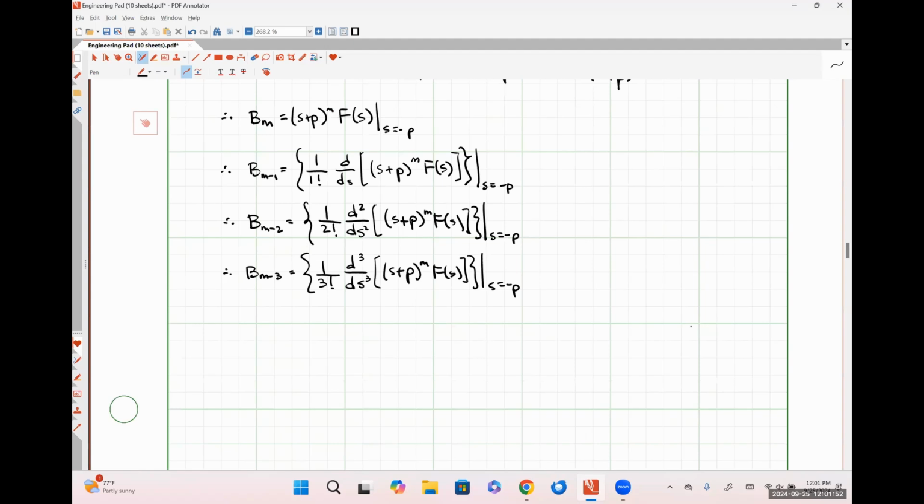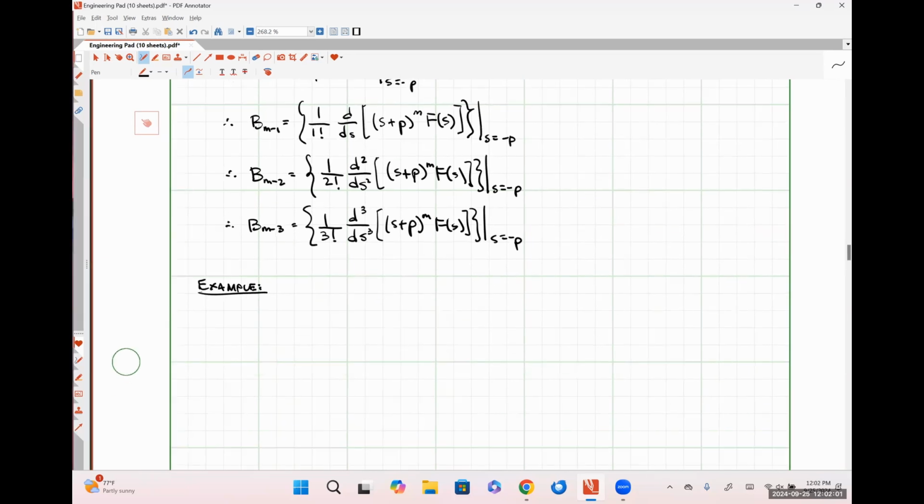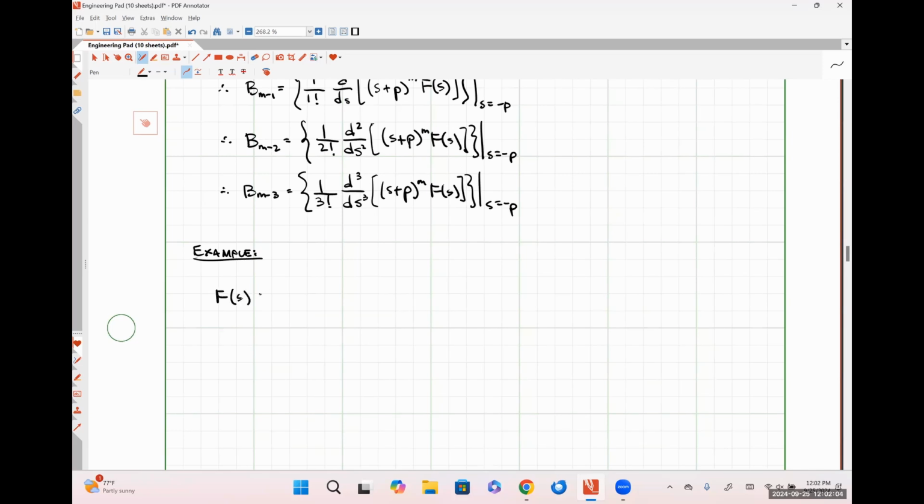So, as a relatively quick example, let's say that we have F of s is equal to s squared plus 3s plus 3 over s plus 3 to the third power. So the first check that we have to make always is to make sure that the order of our numerator is less than the order of our denominator. So this is a second order polynomial. This is going to be a third order polynomial. We're good to go. We don't have to do anything fancy there.